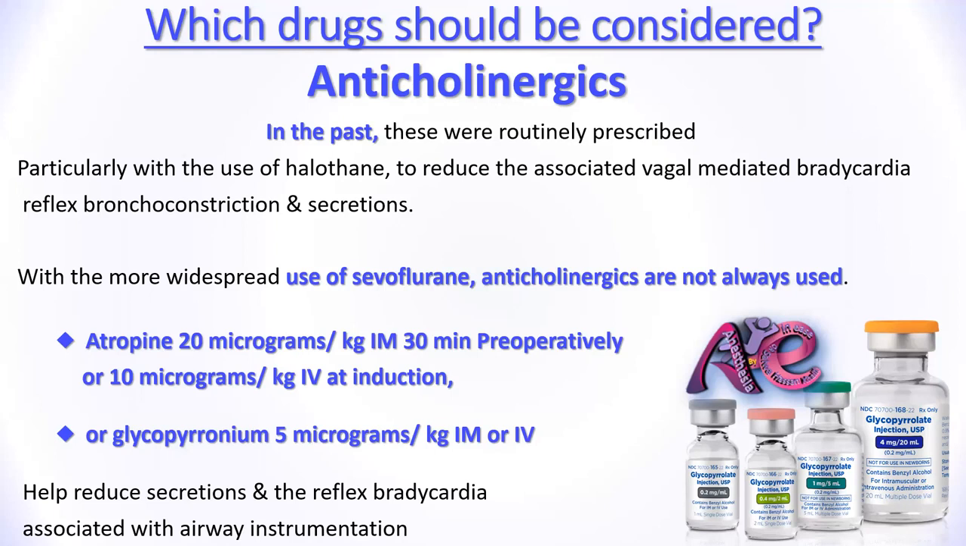If we use an anticholinergic, we can use atropine 20 mcg per kg IM 30 minutes preoperatively, or 10 mcg per kg IV at induction, or perhaps glycopyrrolate 5 mcg per kg IM or IV. This helps reduce secretions and reflex bradycardia associated with airway instrumentation.